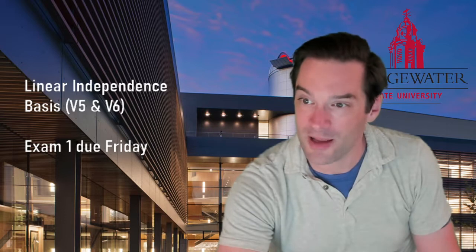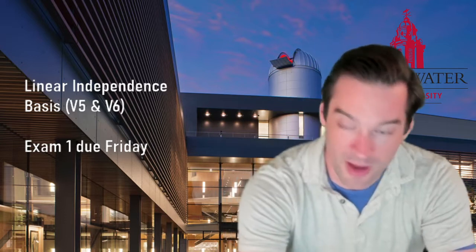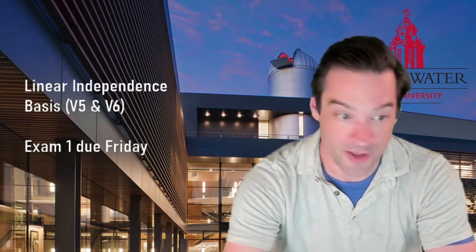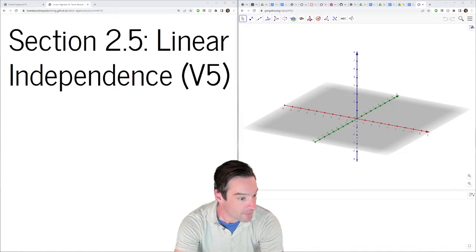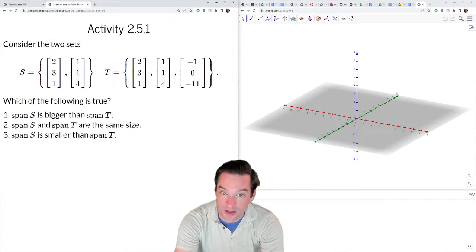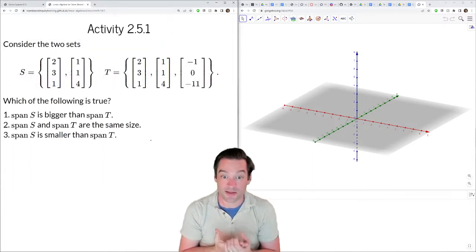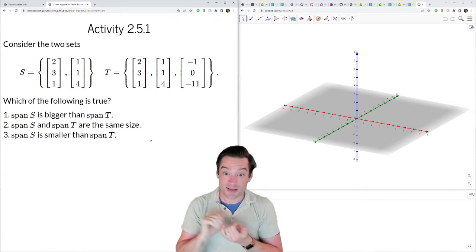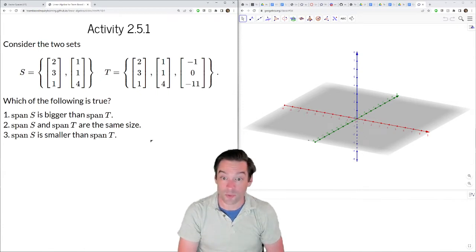And just to get us a sense of what that is supposed to mean for us, and why we should expect that it will be a meaningful concept in linear algebra, let's take a look at how this section begins. So we'll get started in this section by considering the following quick activities. Here are two sets of vectors. The first set, S, has two vectors in it, (2, 3, 1) and (1, 1, 4).